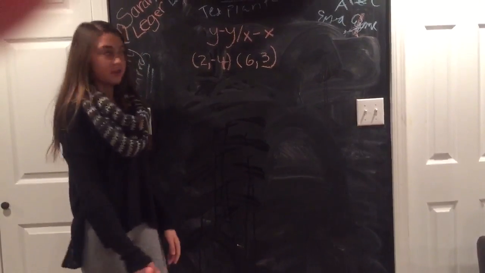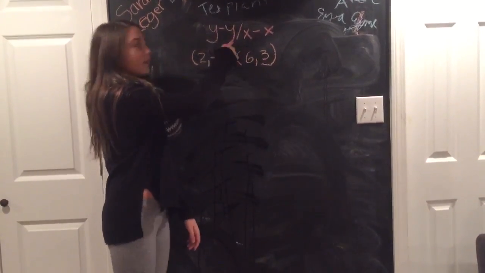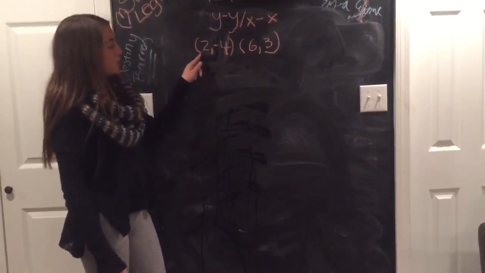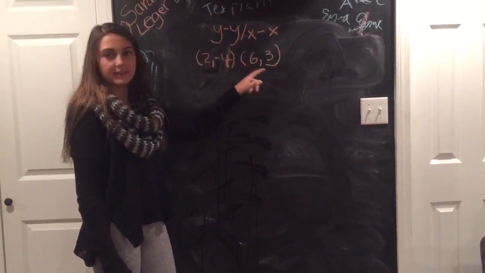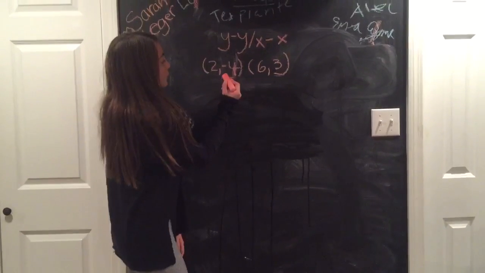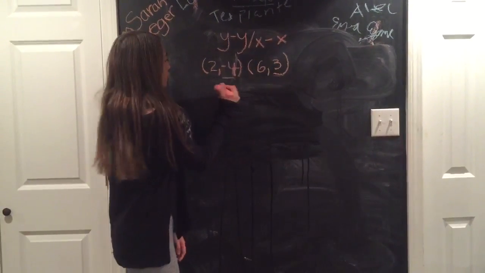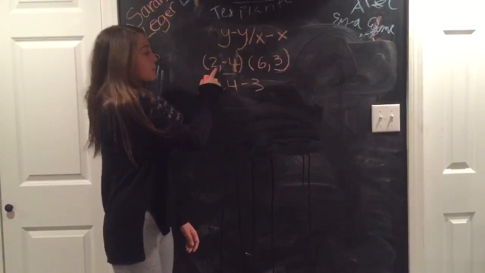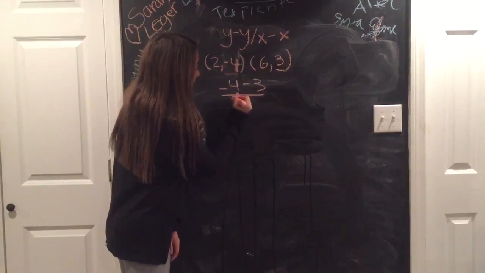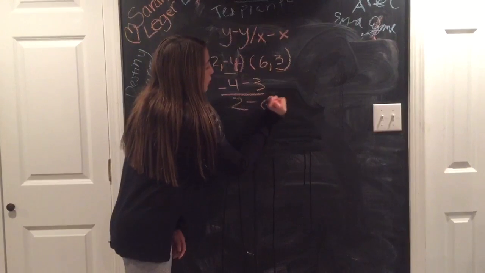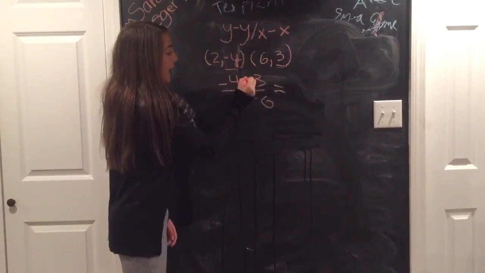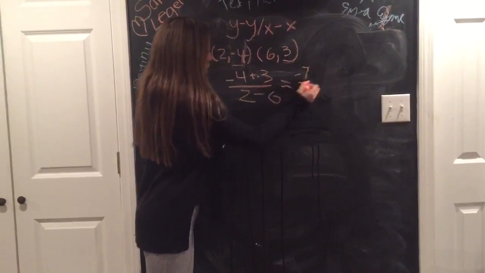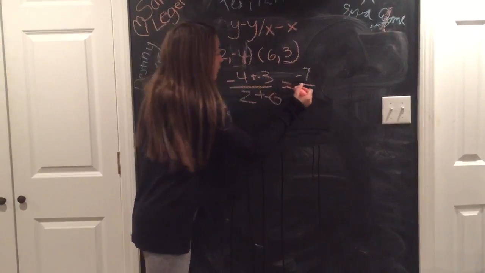To find the slope, you use the equation y minus y over x minus x. For our coordinates, we're going to be using (2, -4) and (6, 3). So these are your y terms, negative 4 and 3. So you're going to do negative 4 minus 3 and then use your x terms, 2 minus 6 over 2 minus 6. To subtract, it's going to be adding a negative. So that would be negative 7 over negative 4.